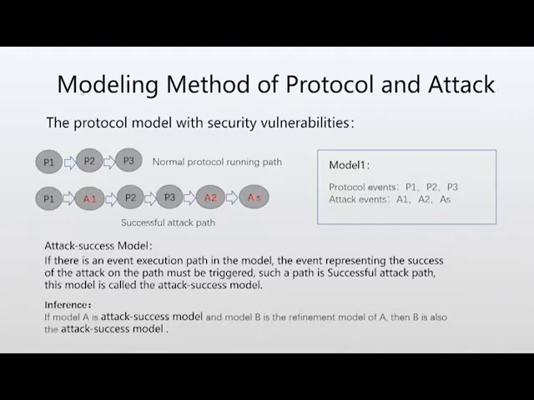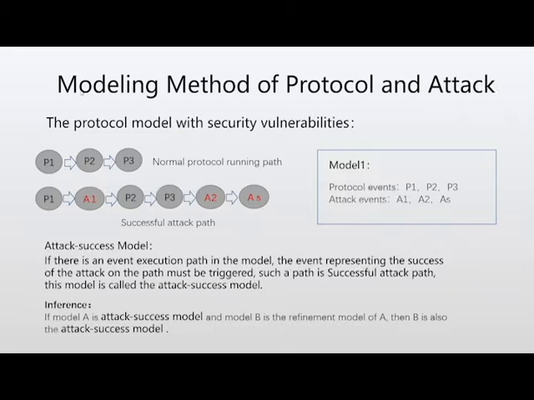Based on the definitions and rules given above, we can build an Event B model. For example, Model 1 consists of 3 protocol events and 3 attack events, where event AS represents the successful attack. There are at least 2 event execution paths in the Model 1, normal protocol running path P1, P2, P3, and successful attack path, P1, A1, P2, P3, A2, and AS. The event AS that indicates successful attack in the successful attack path is finally triggered. A model like this, in which there is at least one successful attack path, is called the successful attack model.